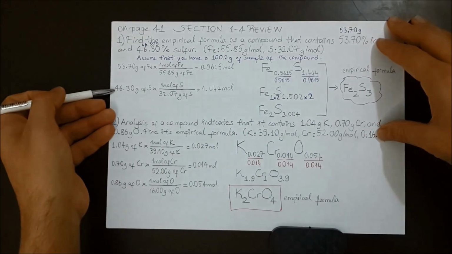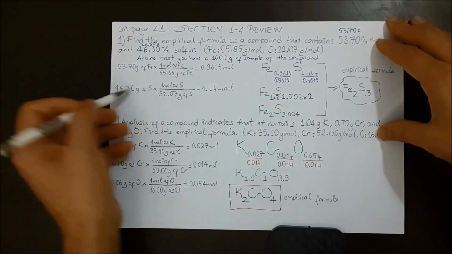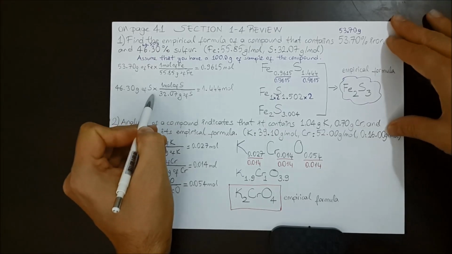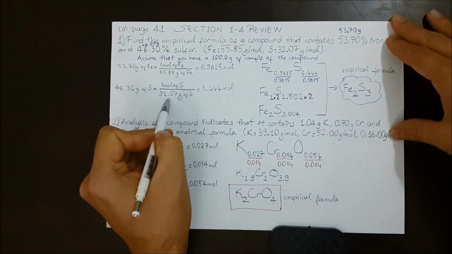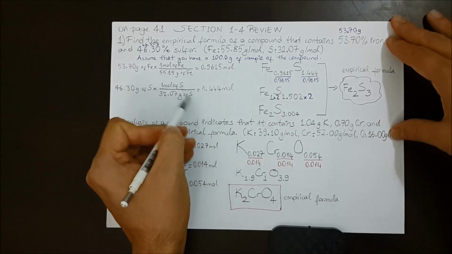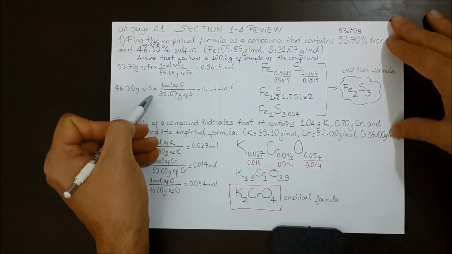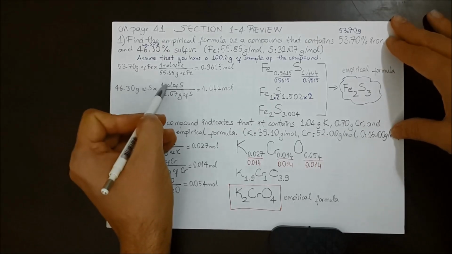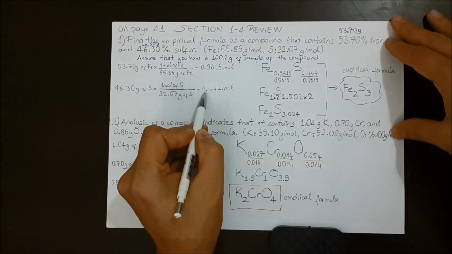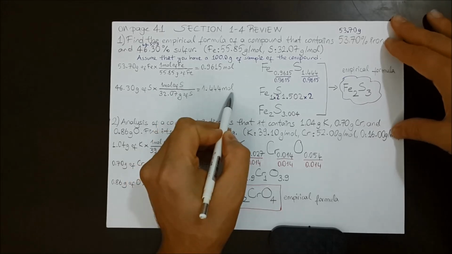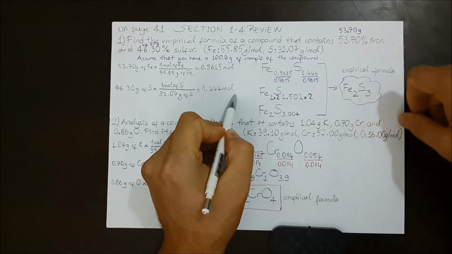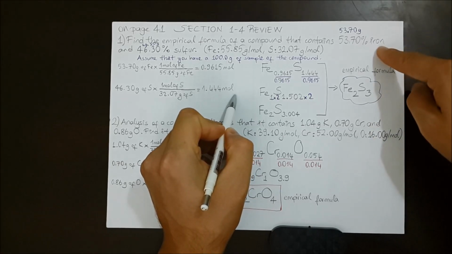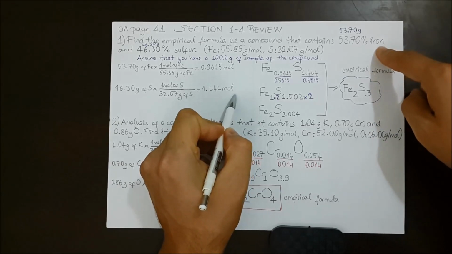And in this step, I convert mass of sulfur into mole of sulfur. 46.30 grams of sulfur times 1 mole of sulfur over 32.07 grams of sulfur. Gram of sulfur can be cancelled. Then 46.30 times 1 over 32.07 makes 1.444 mole.